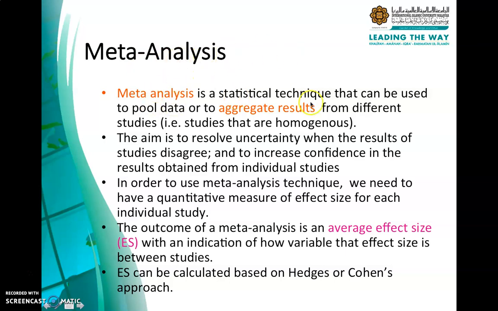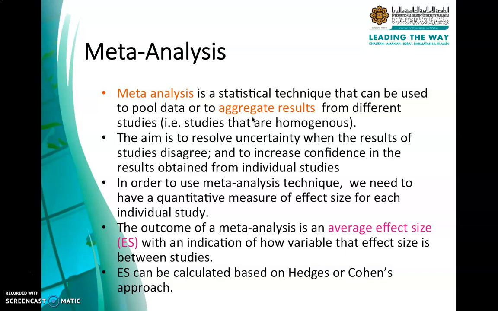Meta-analysis is a statistical technique that can be used to pool data or to aggregate results from different studies. The aim of meta-analysis is to combine, to aggregate results from multiple studies that are homogeneous in nature. When we talk about aggregating results, this is the keyword. When we want to aggregate results, we cannot compare apples and oranges. We have to compare apples and apples, or oranges and oranges.